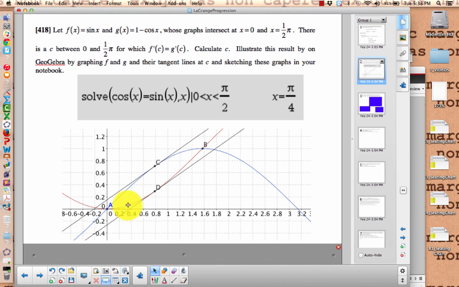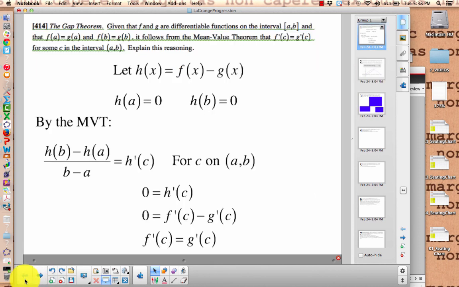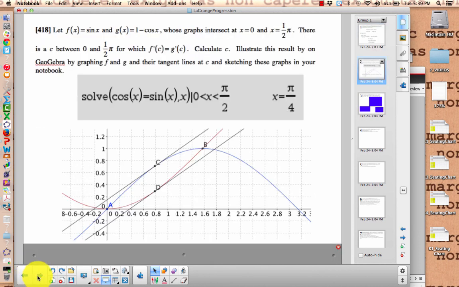We notice that they intersect at a, that's 0, 0, and at b, that's pi over 2, comma 1. The theorem on the previous slide says that since these two curves intersect at two places, there's a number between them where the tangent lines will be parallel, where the slopes are equal. We calculated that to be pi over 4, and that's point C and point D, and we noticed that the two tangent lines in black are parallel to each other. So this is just a visual illustration of the previous slide's theorem on specific functions, 1 minus cosine x and sine x.